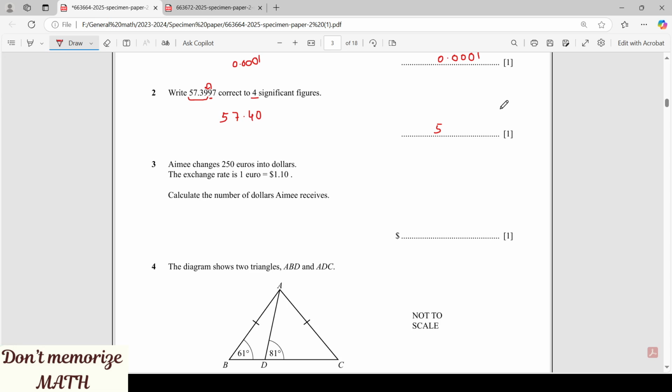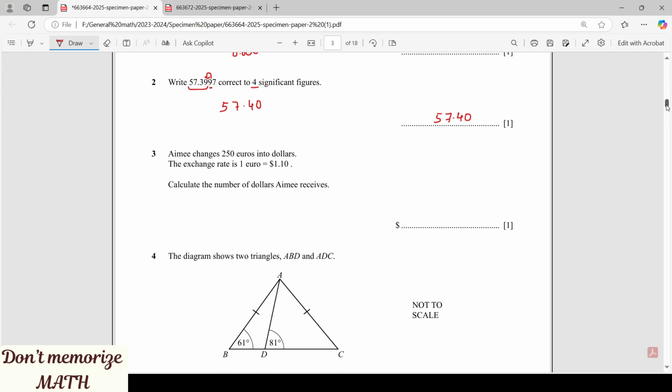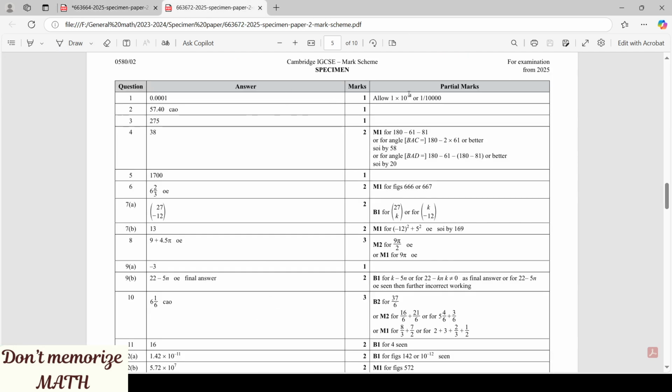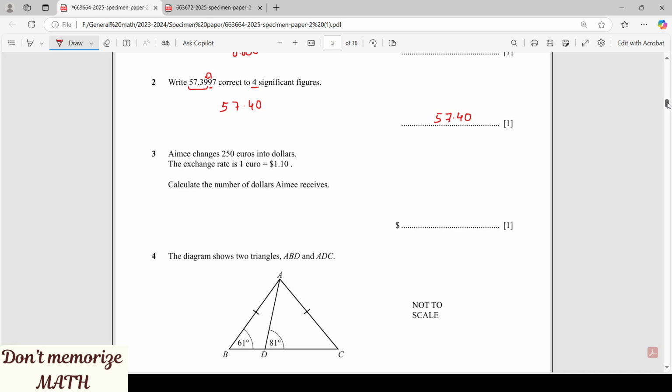If you have a question like this, just the final answer is enough. If you can directly write the answers, you can do that. No need for steps. They won't check the steps. If you want, you can always check the marking scheme. See here, only 1 mark, right? For the first one, you can also write it in standard form, no problem. Then we'll see question number 3.